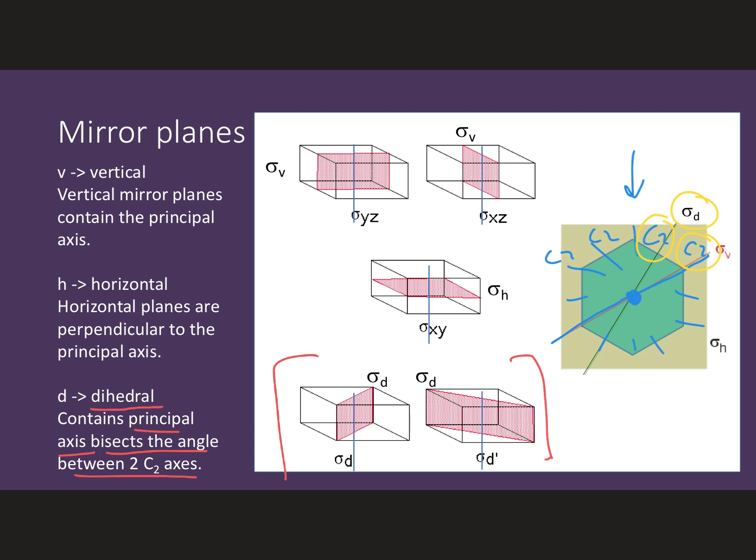This will get a lot easier to see once we start doing some examples. Here, when we're just doing some basic geometry, it's a little bit goofy to conceive of. But don't worry, we'll get to some actual examples. The big key thing to take away from here is how do you identify these when we see them? Does it just contain the principal axis? Does it act perpendicular to the axis? Does it contain and bisect two C2 axes? Those are the distinguishing characteristics that we're going to have to use.